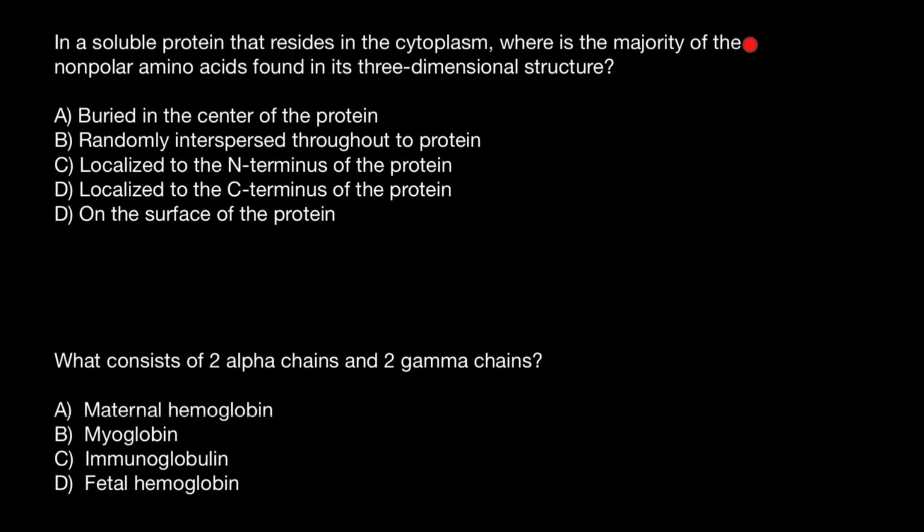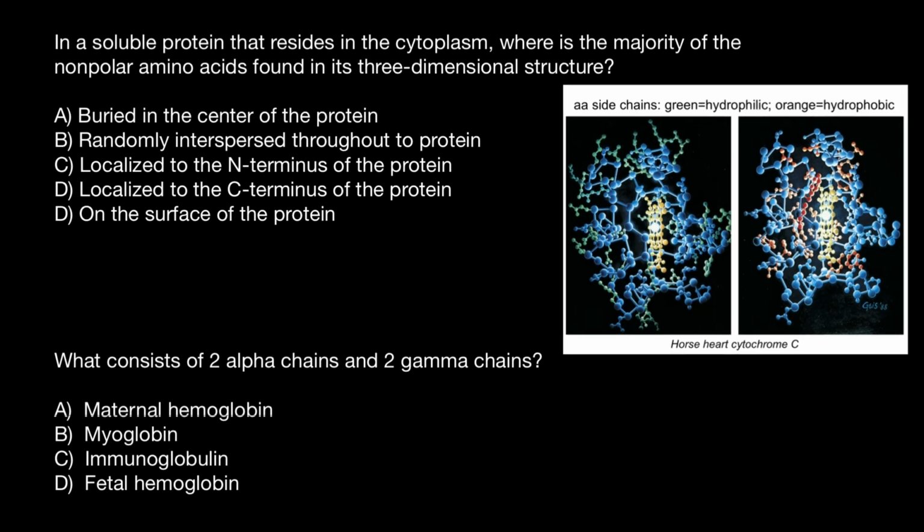The first question is: in a soluble protein that resides in the cytoplasm, where is the majority of the non-polar amino acids found in the three-dimensional structure? Take a look at this picture, which represents a globular protein, and here we see the heme group. This is cytochrome C. The purpose of this protein is to store electrons, and we can find it in the mitochondria.